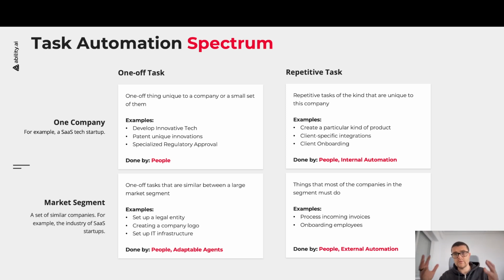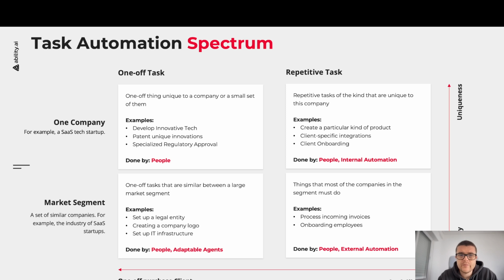And then there's, of course, a class of repetitive tasks that are the same for the market segment. I don't know, processing invoices, that kind of stuff. Everyone needs to do that. It doesn't create any kind of uniqueness or innovation about the company. So it's pretty much automated with the use of different kinds of tools, external tools for the most part. And a couple of distinctions over here.